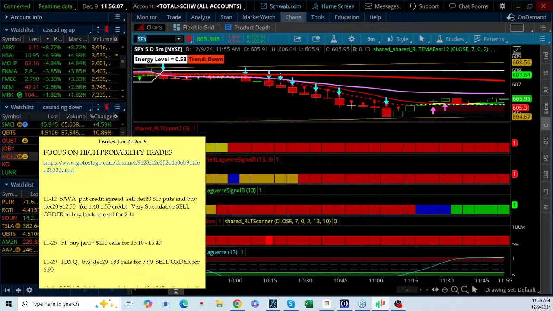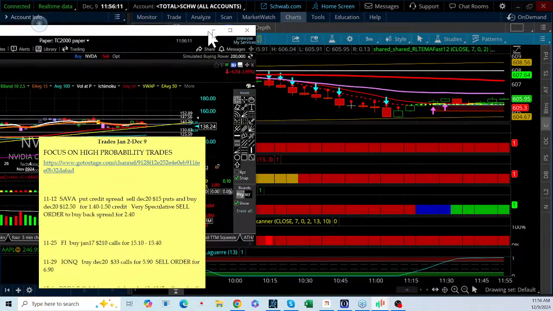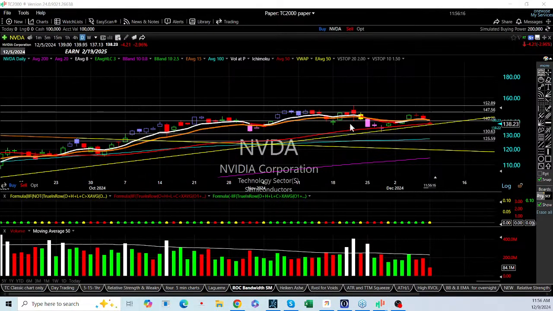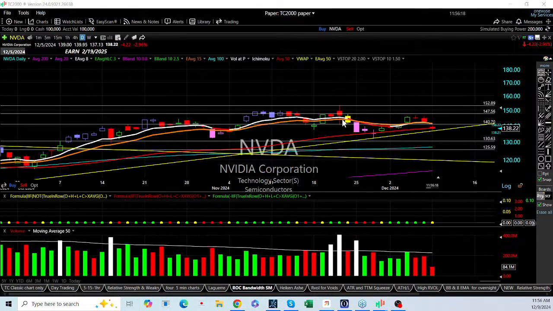Chip stocks, NVIDIA is still pretty weak, although it's bounced back up. This is NVIDIA right here. And again, this is an interesting stock. It's really been trading horribly since this earnings candle right here. But see, it went down to the 50 right here, the red line.